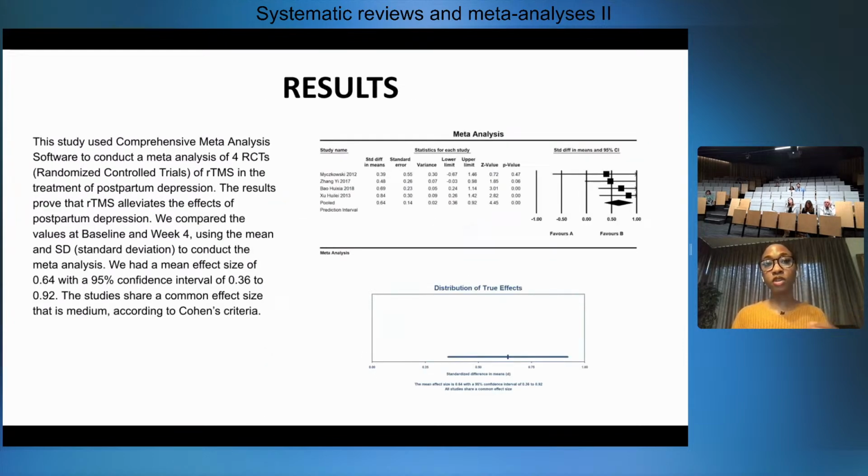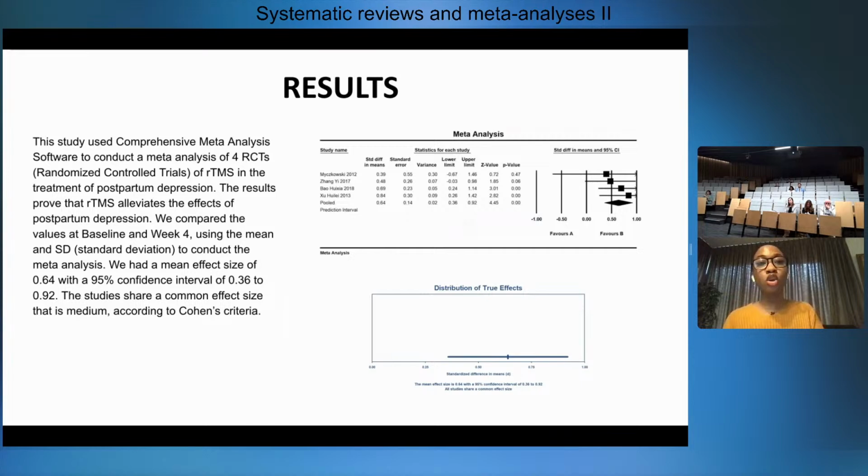And now for the results, which is the meta-analysis. We use the Comprehensive Meta-Analysis software to conduct the meta-analysis using the 4 studies. We conducted a randomized control trial for the treatment of postpartum depression with rTMS, and our results indeed showed that rTMS does alleviate the effects of postpartum depression.